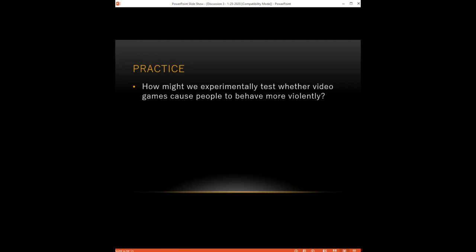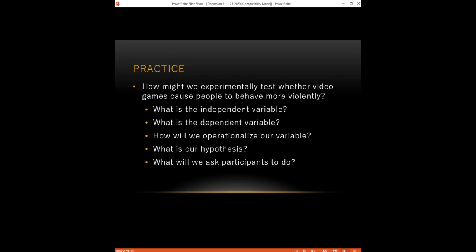Just to run through this one more time, a little bit more practice. Let's take this example. How might we experimentally test whether video games cause people to behave more violently? Let's run through these steps. Someone take the helm.